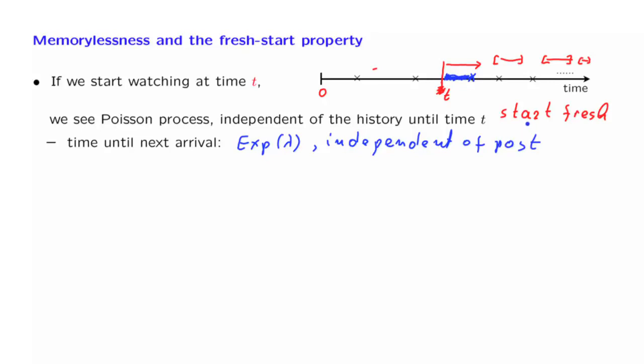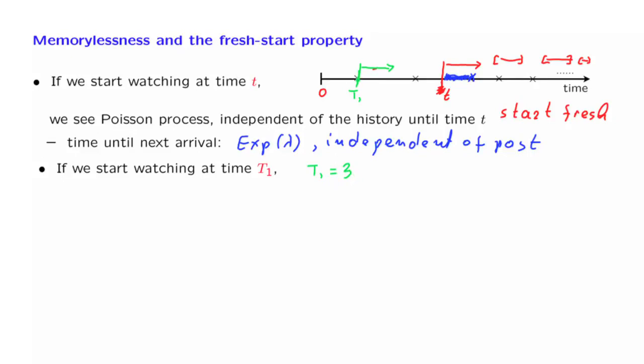Now let us look at a somewhat different situation. You start watching the process at time t1. Time t1 is the time of the first arrival, and you start watching from here on. What is it that you're going to see? Suppose that the first arrival happened, let's say, at time equal to 3, so we're conditioning on this event.